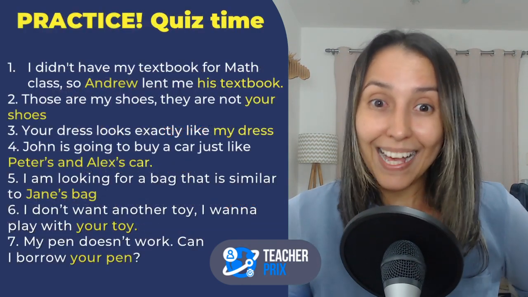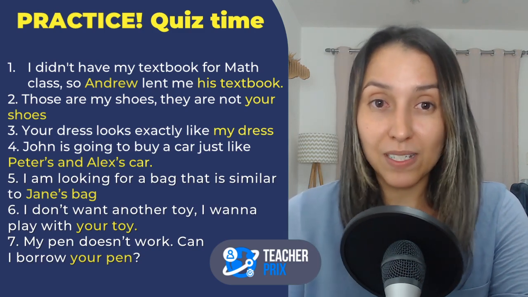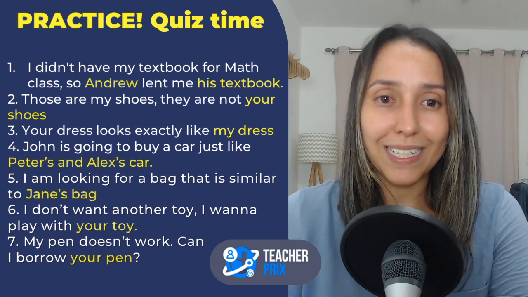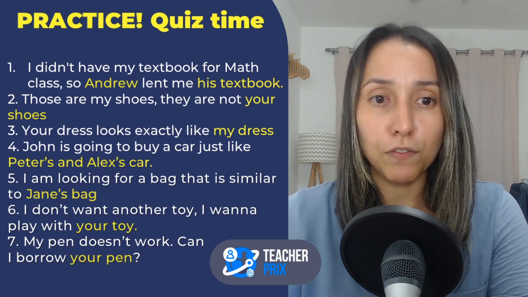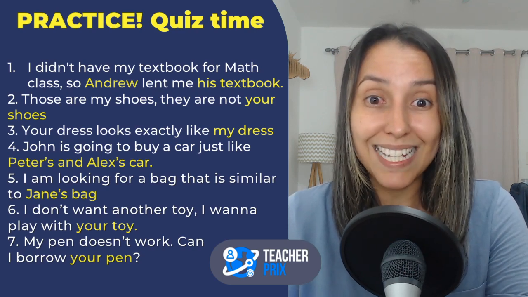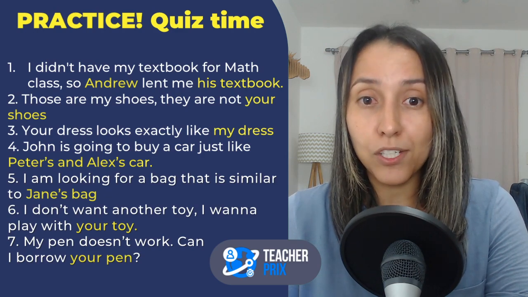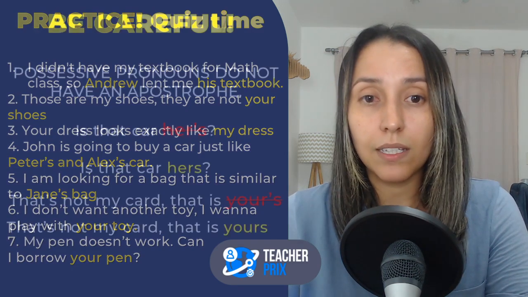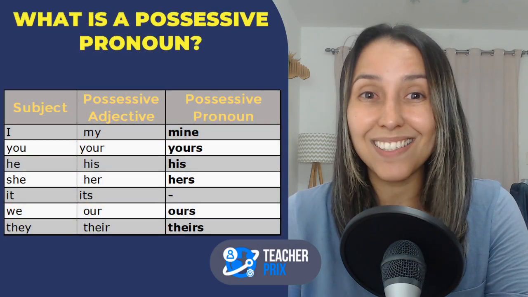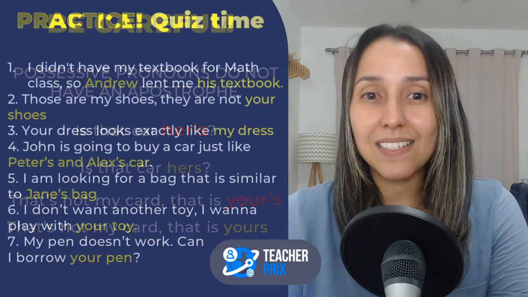Awesome. Now, I prepared a quiz for you guys. Yes, because I want you to practice with me. So here I have 7 phrases. For example, the first one, I didn't have my textbook for math class, so Andrew lent me his textbook. I don't want to say his textbook, so I should say he lent me his. So I replace it with his. It's the same. So he lent me his.